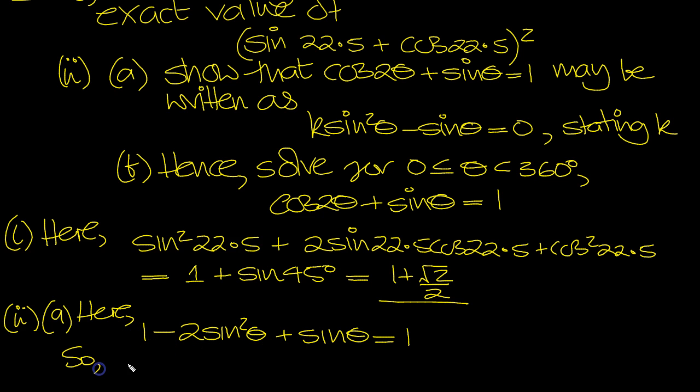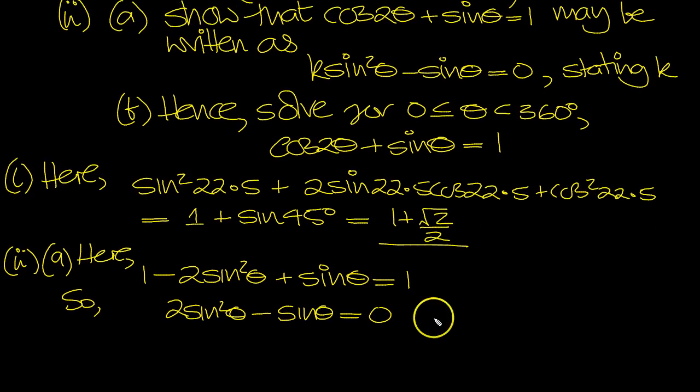So move the 2 sine squared over. Move the sine θ over. That becomes a minus sine θ. Leave the 1 as is, and this one they cancel. So the 1 and the 1 will cancel both sides, so it's equal to 0, which is what we wanted. So k equals 2.